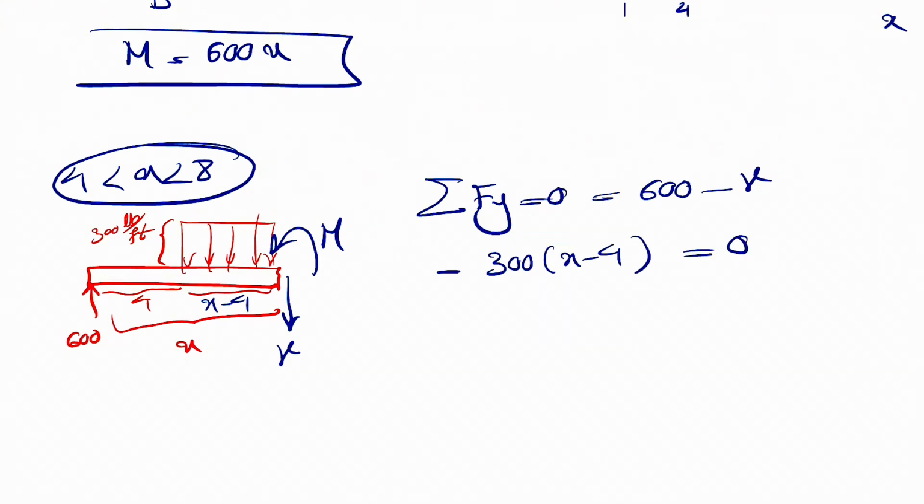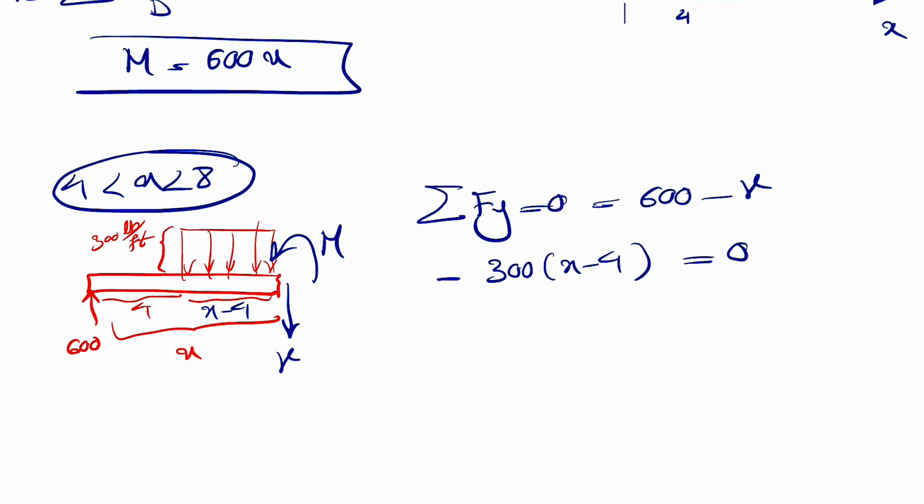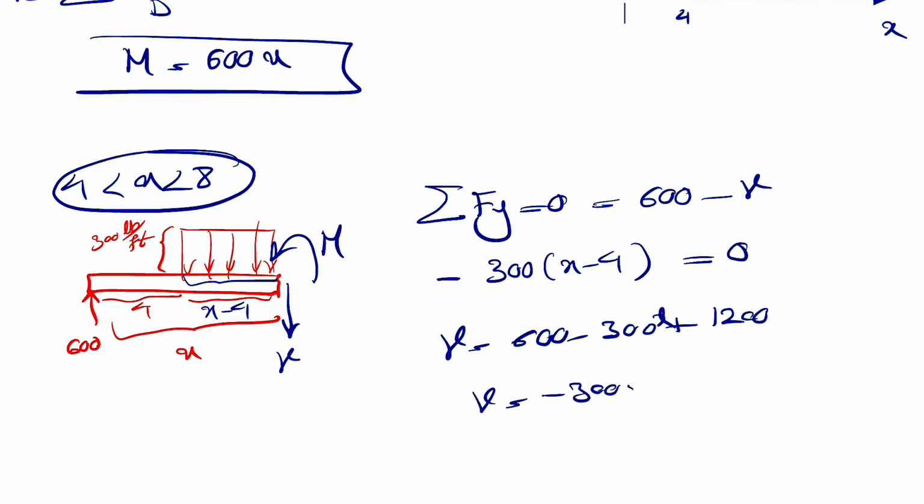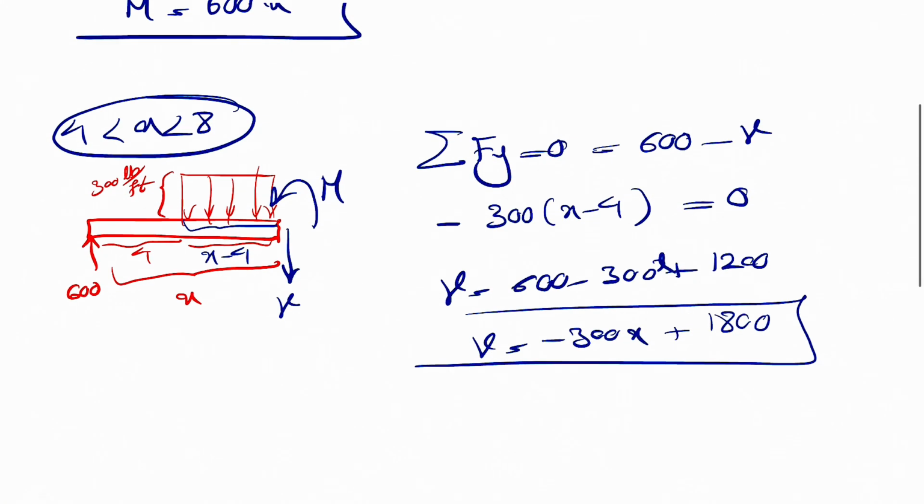Very similar idea to what we had when we were trying to find the distributed force. It's kind of like finding the area of this rectangle. It's just that we have a different side for this rectangle, which is the X minus 4. So based on this, we can find the function of V based on our X. So I'm just going to bring the V to the other side. It will be equal to 600 minus 300X plus 1200. So our V would be minus 300X plus 1800. So that's our function that we need to draw in our diagram.